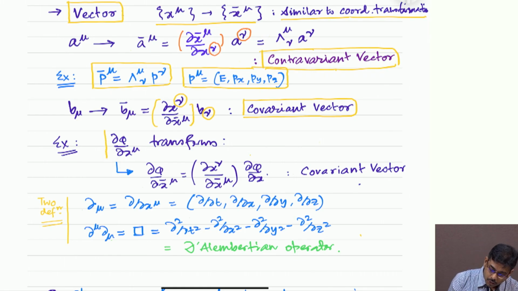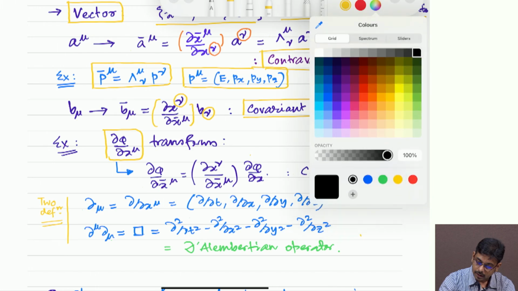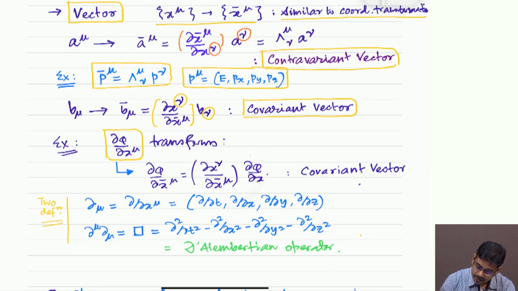For example, we can look into an object like del phi del x mu. It is a derivative of a scalar field with respect to the coordinate system. Now, if I have to write the transformed one for phi, phi does not change because it is a scalar field, right, it does not depend on the coordinate system. So, del phi del x mu will change to something like del phi del x bar mu. Now, how do I write this? This del phi del x bar mu should be written as del x nu by del x bar mu del phi del x nu.